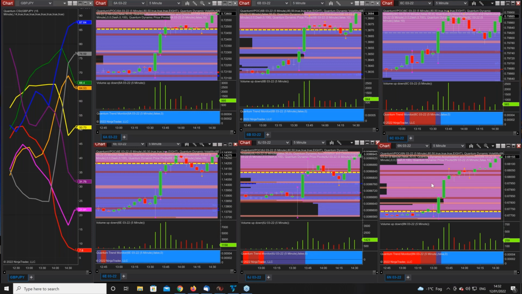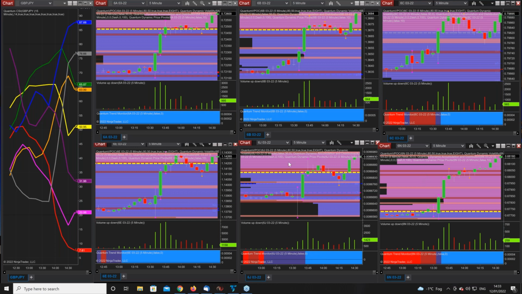I've got all three platforms running here, so I'll be switching around between the three of them. I'm on Ninja at the moment. This is on currency futures. So I've got the futures workspace up here. I've got 6A, 6B, 6C across the top, 6E, 6J, and 6N down the bottom here.